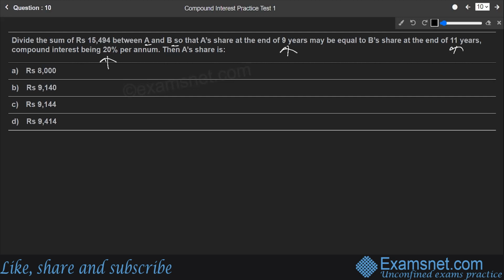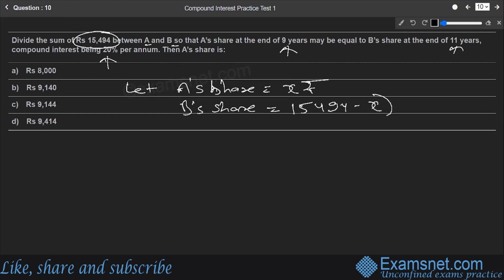Okay, so we can treat this as a compound interest question again. They say there are two parts to be done of the sum 15,494. So let us distribute it. Let us say A's share is X rupees. Then the share of B will be how much? Total sum is 15,494, so B's share will be 15,494 minus X. This is how the 15,494 has been divided between two individuals.